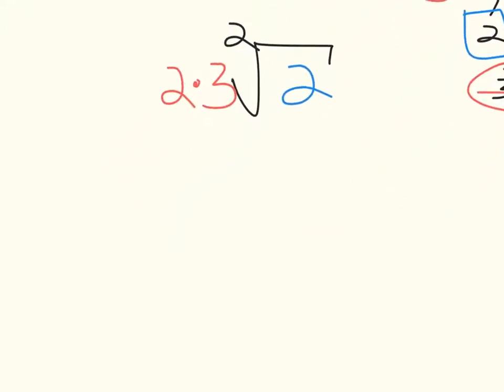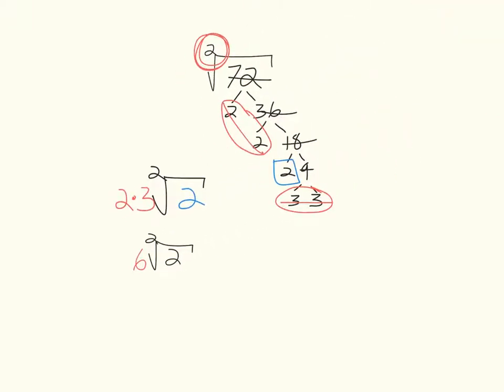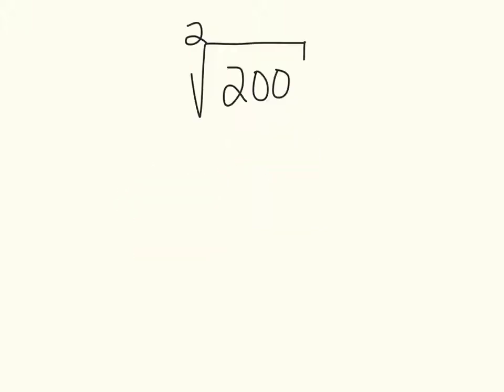Now, I'm not done, because that 2 times 3 needs to get multiplied. 2 times 3 is 6, and everything else is the same, 6 second roots of 2. So, reviewing, I do my prime factors, my matches have a number come out, and my leftovers are stuck inside. Alright, go ahead and try this one and hit play when you're finished.